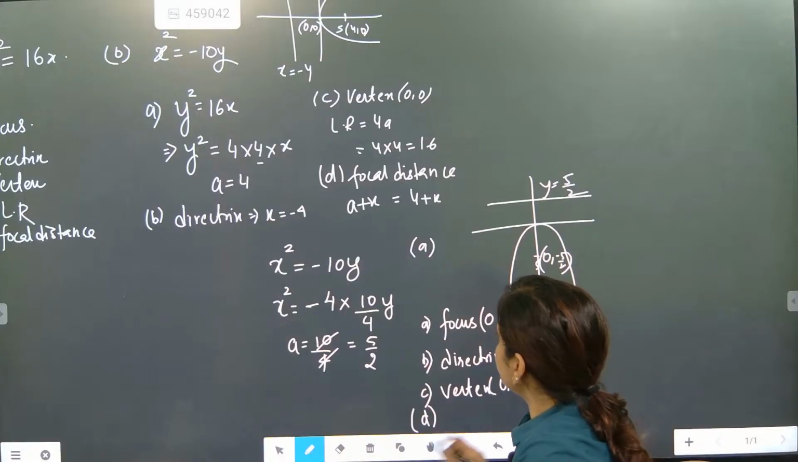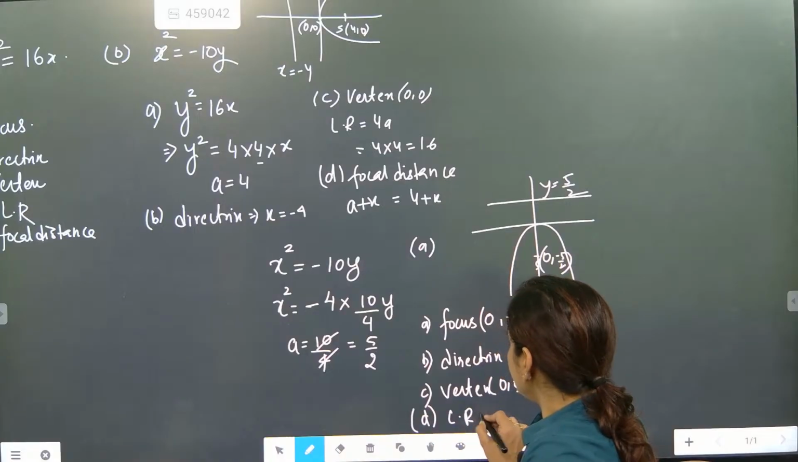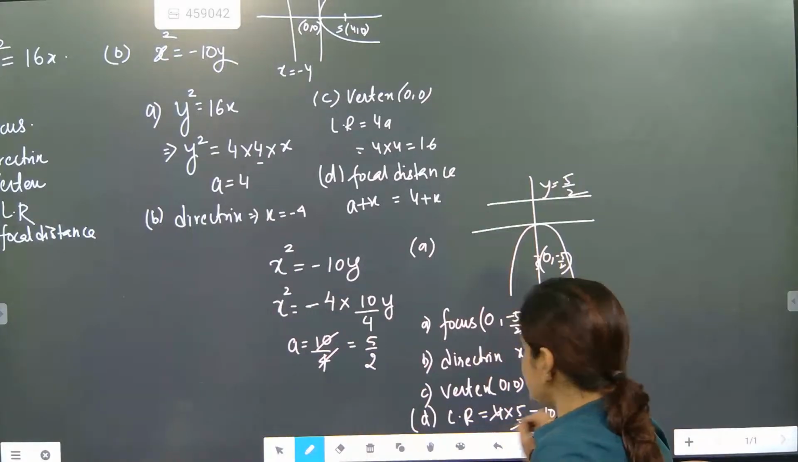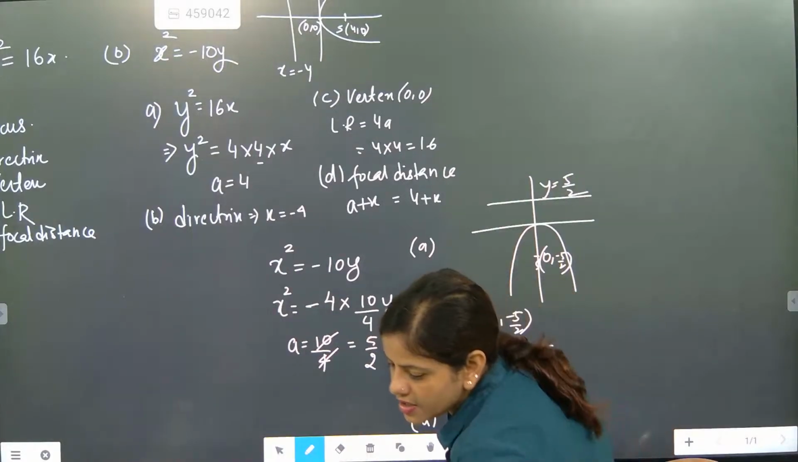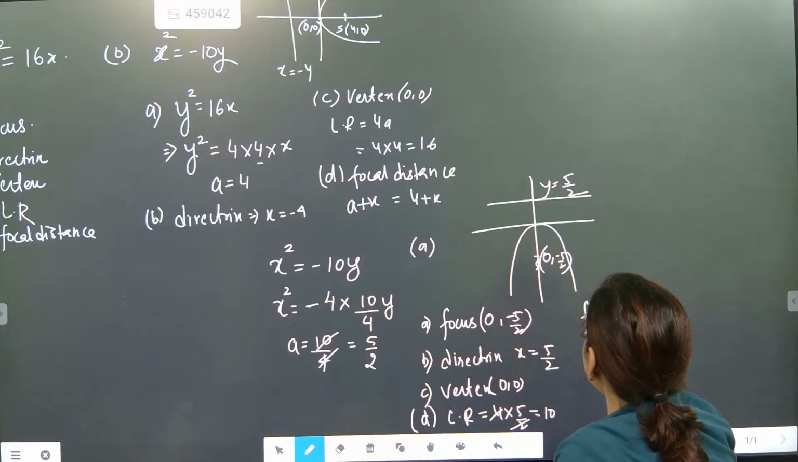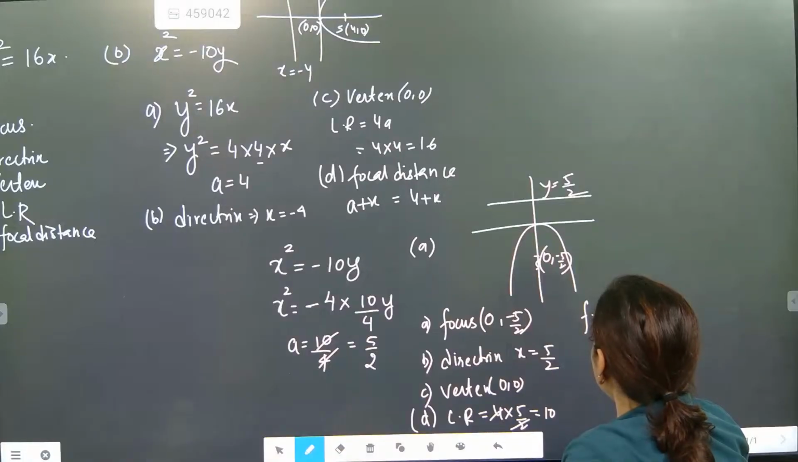The fourth part is latus rectum. Latus rectum is equal to 4 into 5 by 2. It is coming as 10. The latus rectum is considered as 10. Now the focal length. The focal distance will be a minus 1. So what is a? 5 by 2 minus 1.